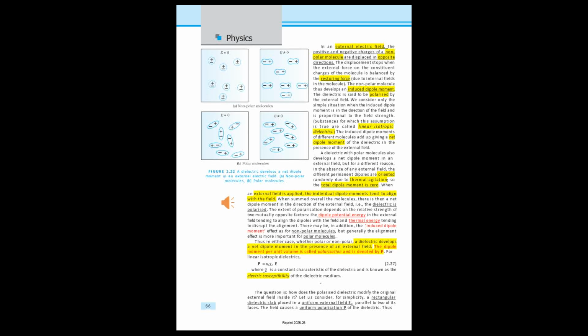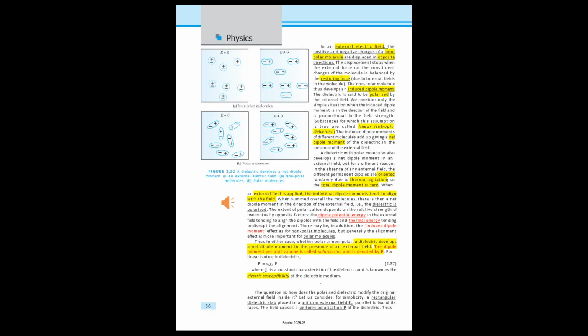Thus in either case, whether polar or non-polar, a dielectric develops a net dipole moment in the presence of an external field. The dipole moment per unit volume is called polarization and is denoted by P. For linear isotropic dielectrics, P = ε₀χE (equation 2.37), where χ is a constant characteristic of the dielectric and is known as the electric susceptibility of the dielectric medium.